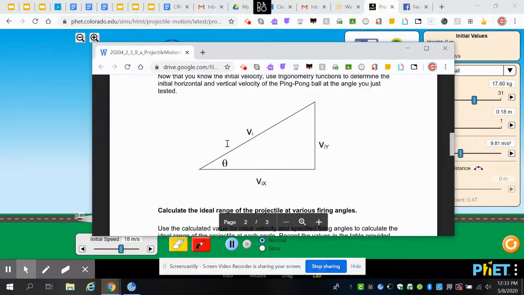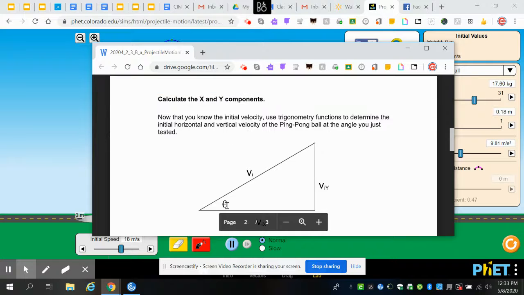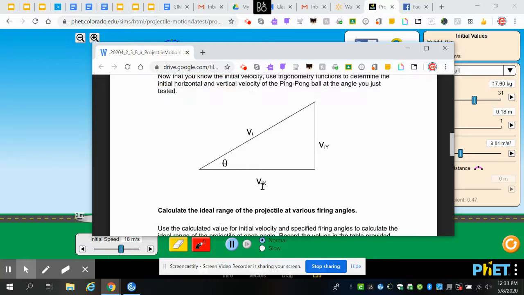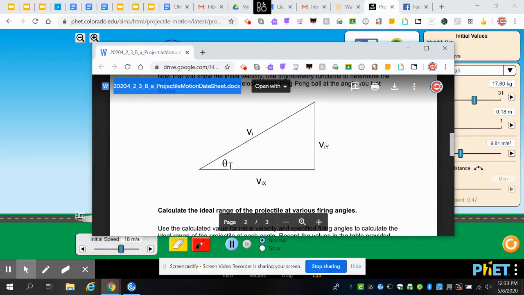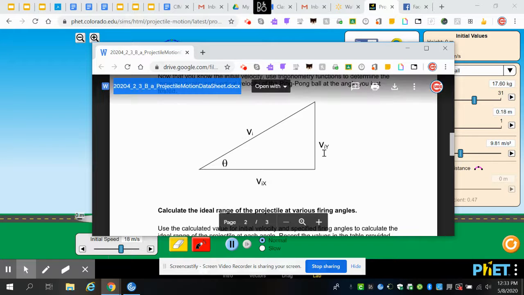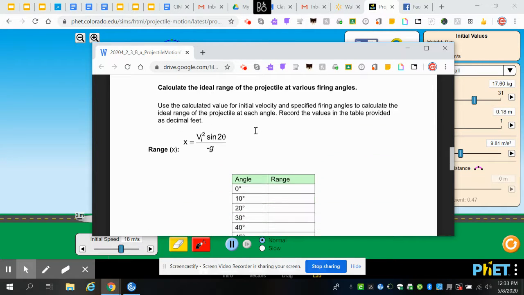Once you do that, you'll get the components. The components are just using trig. So there's your initial velocity, your X, and your Y. This is the hypotenuse. This is your adjacent. So that would use cosine. For the Y, it would be sine, the opposite over the hypotenuse.